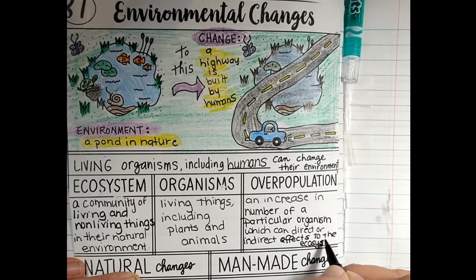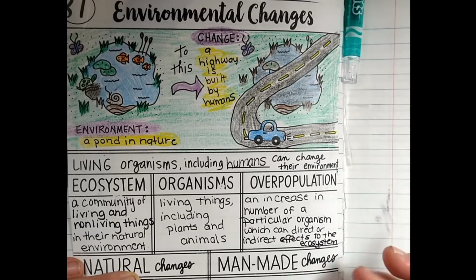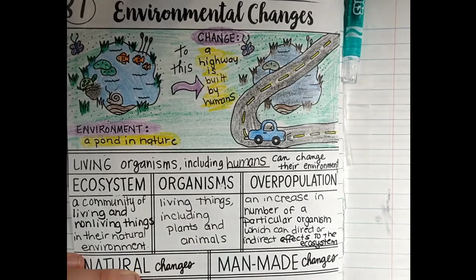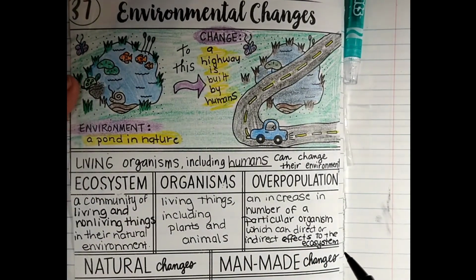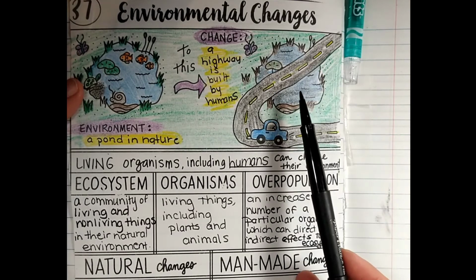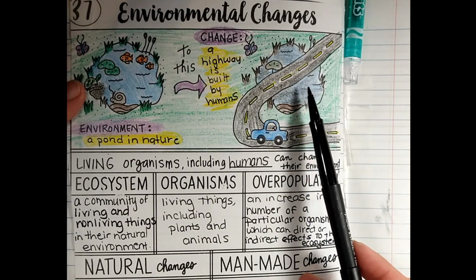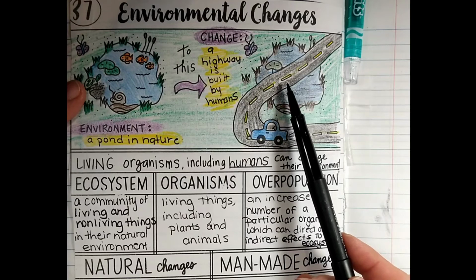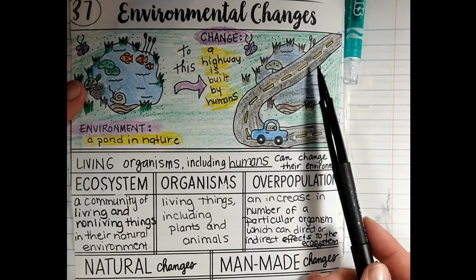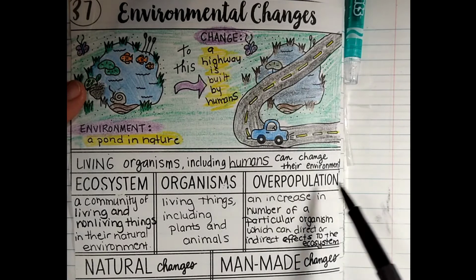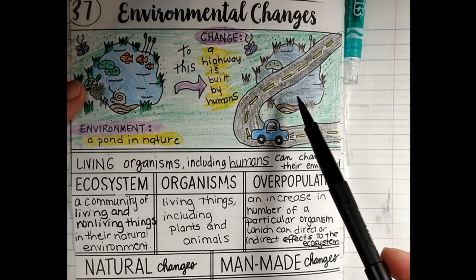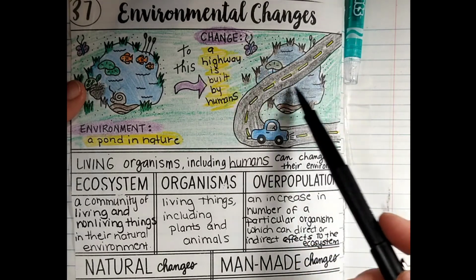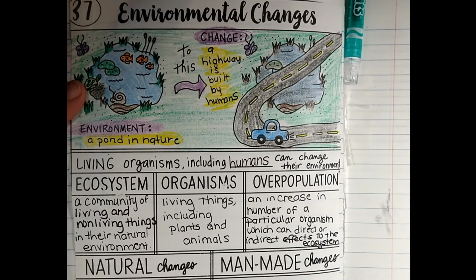So when we say direct, it means it would right away affect something else. A direct effect would be, like, the road directly affects the amount of space that this has. This is not overpopulation though. I'm just saying the difference between direct and indirect. An indirect effect would be the pollution that it causes, which in turn affects the lake.